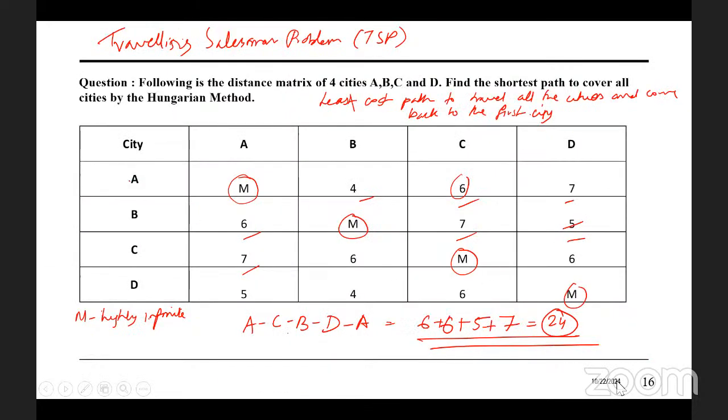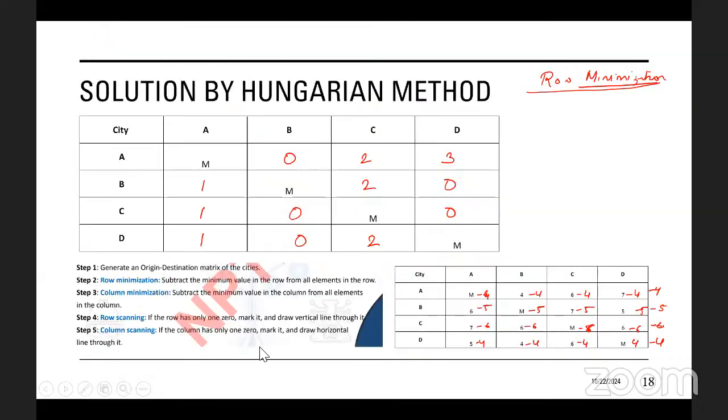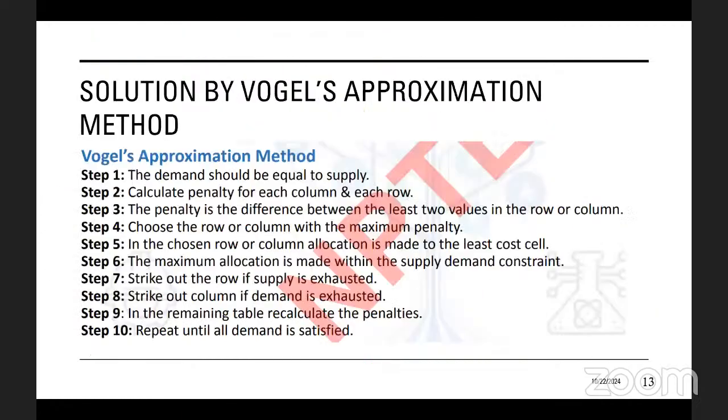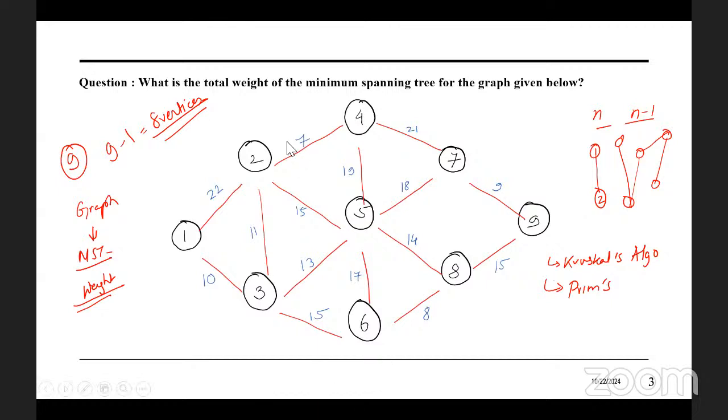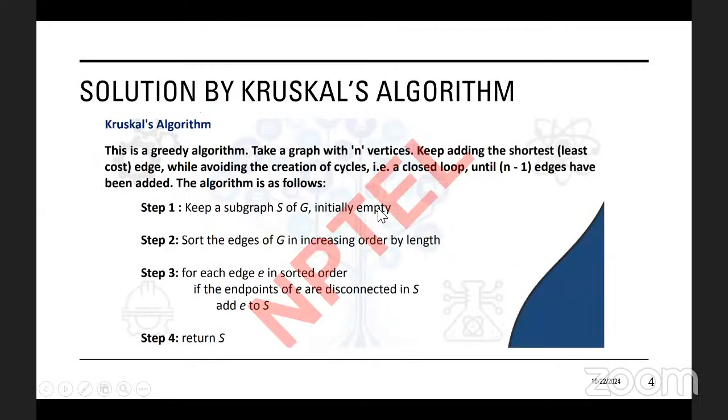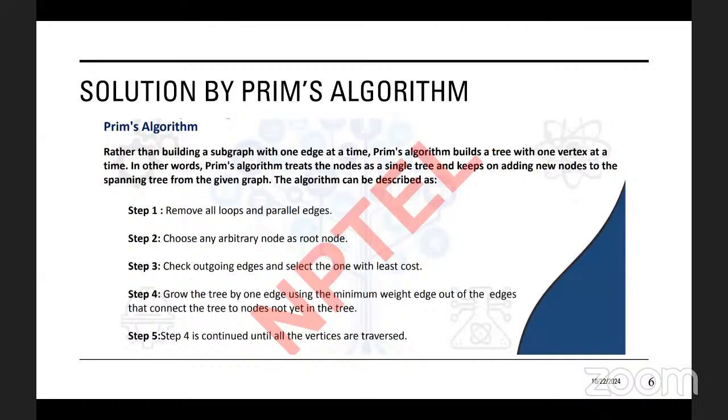So this is how you can tackle it if a distance matrix is given and four cities or 5 cities are given. This is how you can tackle a traveling salesman problem using the Hungarian method. So these are basically the 3 problems that we wanted to discuss today. And just to summarize, first we discussed the minimum spanning tree, how to find the total weight of the minimum spanning tree from a graph. So we did it using Kruskal's algorithm and Prim's algorithm.